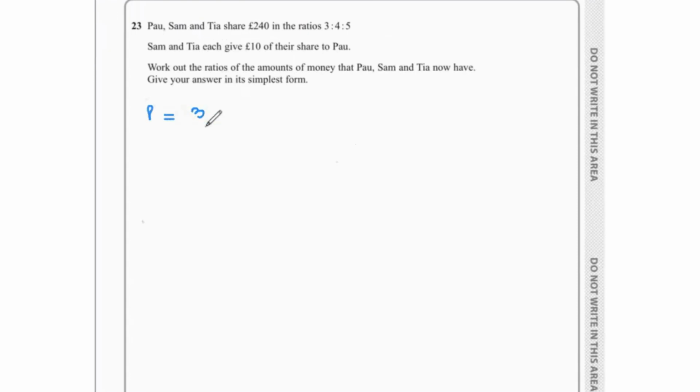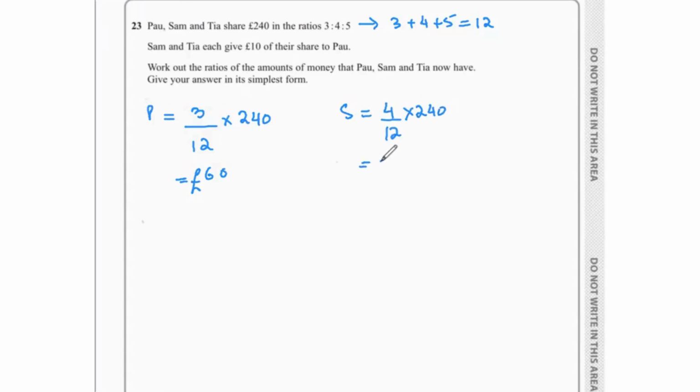Paul is going to be 3/12 times 240. For 12, I basically added the numbers in the ratio. So that equals 12. So 3/12 of 240, that's going to give us 60. Then for Sam, that's going to be 4/12 of 240. That's 80. And for Tia, that's 5/12 of 240. That's going to be 100.